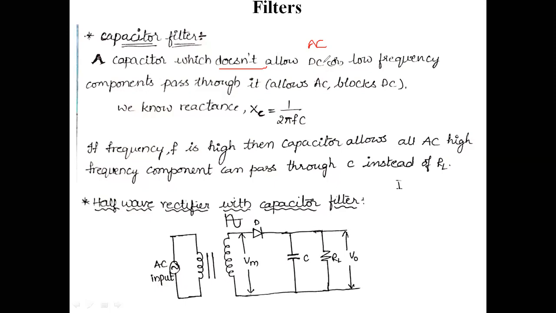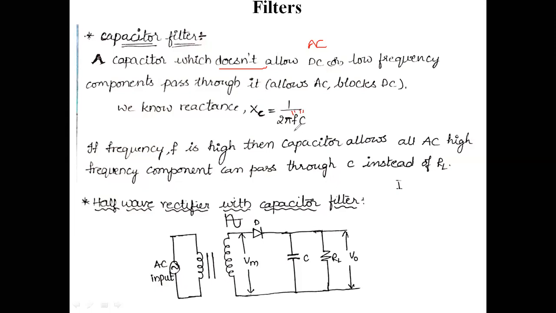Then the reactance of a capacitor is given by Xc is equal to 1 by 2 pi F C. Xc is the reactance part. F is frequency, C is capacitance. This frequency is inversely proportional to the reactance of the capacitor here.